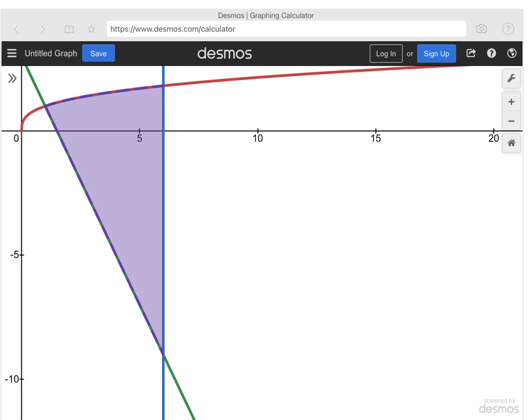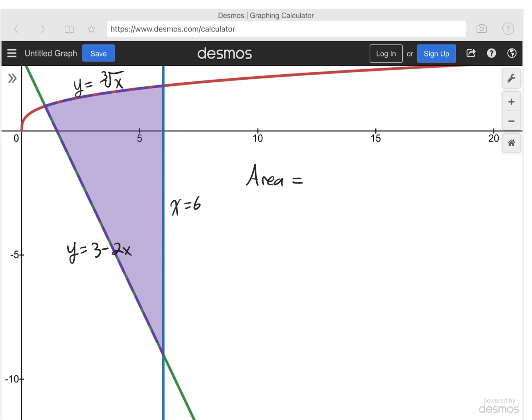All right, here is the second example. We want to consider these three lines. Y is equal to the cubed root of x. The second line is x equals 6, and then the third line is y is equal to 3 minus 2x. All right, I would like us to find the area trapped between these two curves.